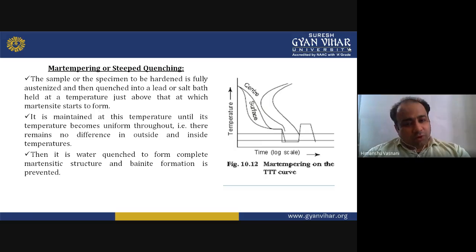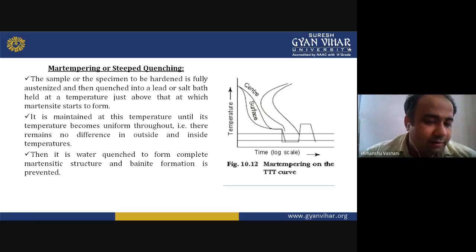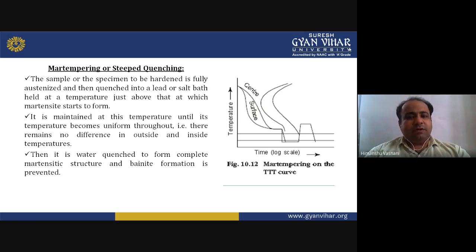Then it is water quenched to form a complete martensite structure, and bainite formation is prevented. In the previous process, it was quenched and then allowed to cool in air. Here it is water quenched. This is the difference between austempering and martempering. It is more focused on the martensite structure. You can see on the right-hand side the diagram of time and temperature, and how this curve goes.